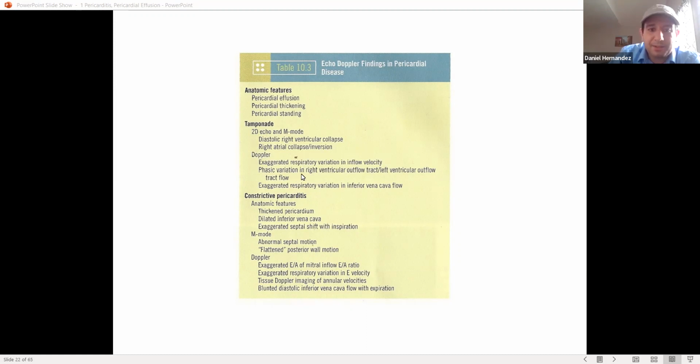We're going to see phasic respiratory variation on our right and left ventricular outflow tracts. So on our blood flow leaving the heart, when we're Dopplering, we're also going to see respiratory variations. And we're going to see exaggerated respiratory variations in the inferior vena cava flow.